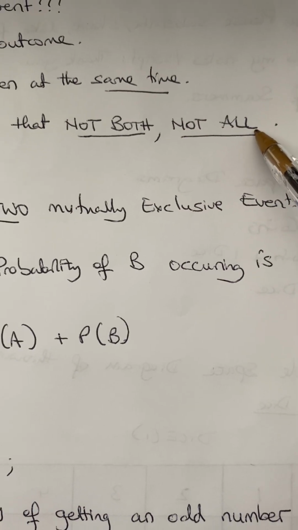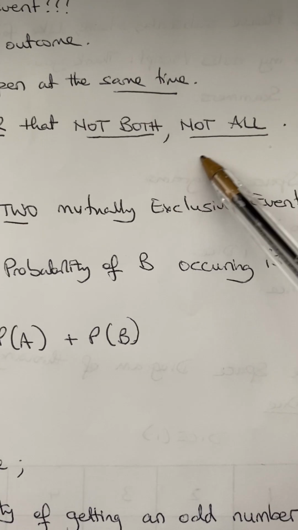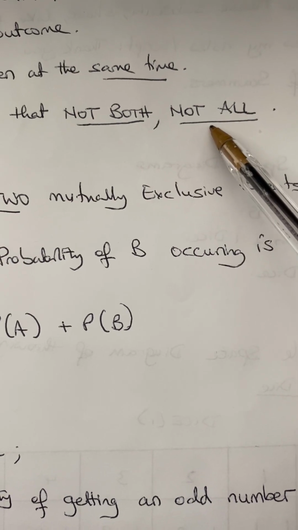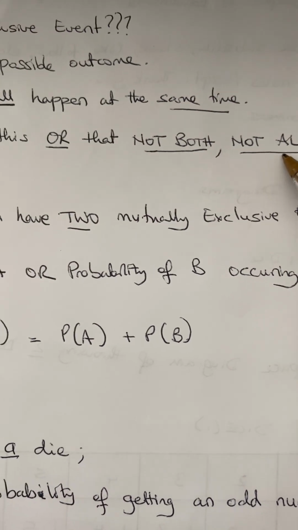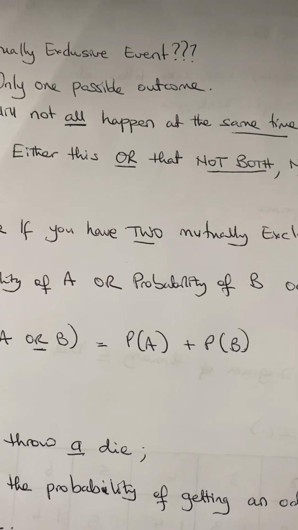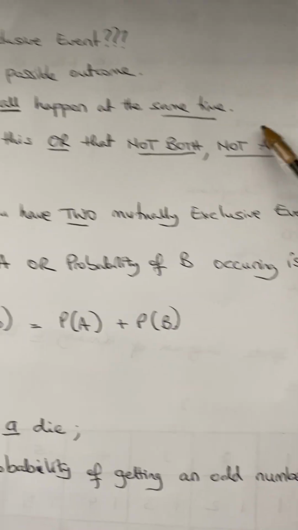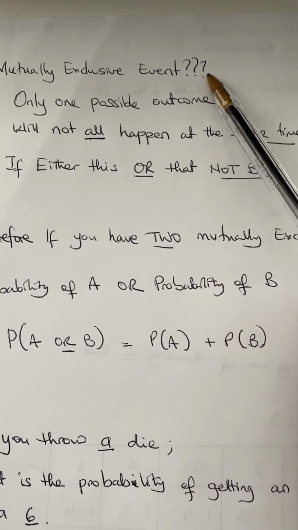So if you throw two dice, you can get a one and a one, but you can't get one and one, and then two and two at the same time. A throw will give you one outcome. So that is basically a mutually exclusive event.